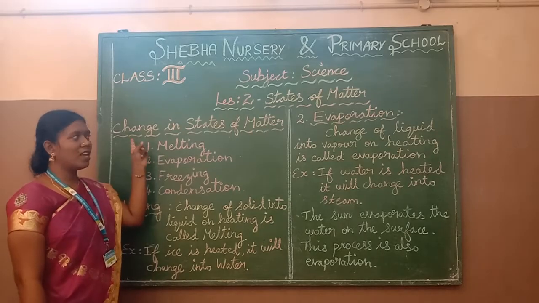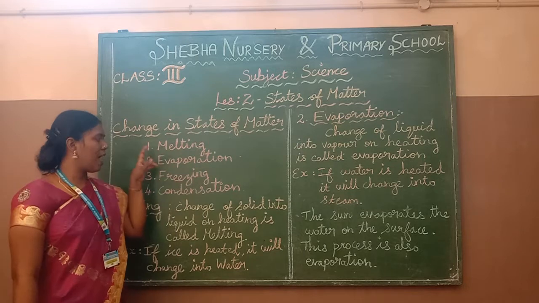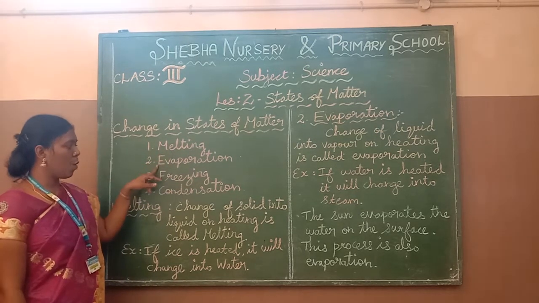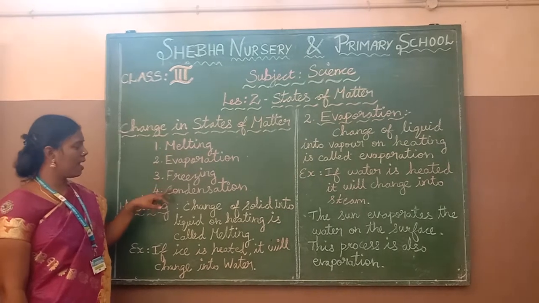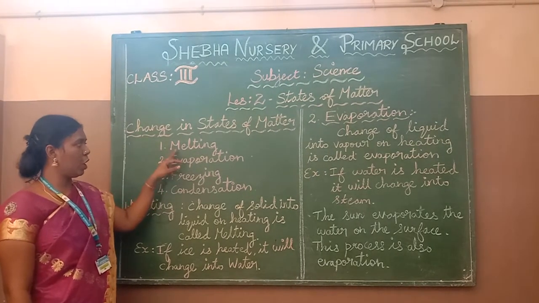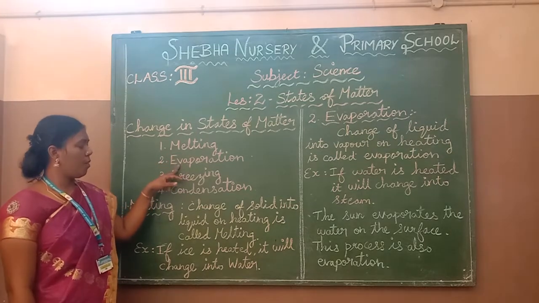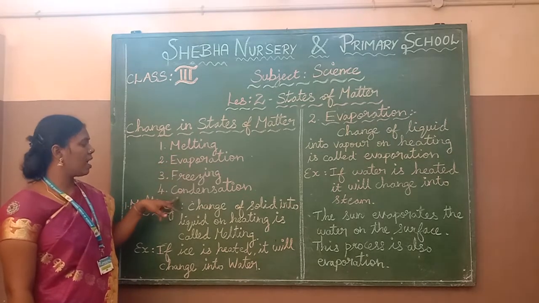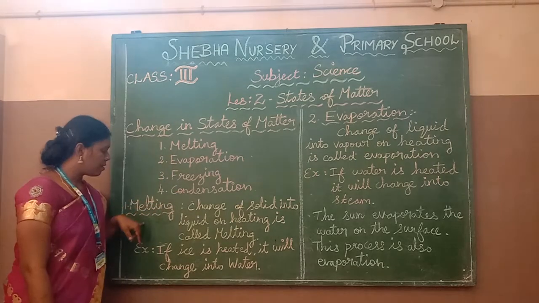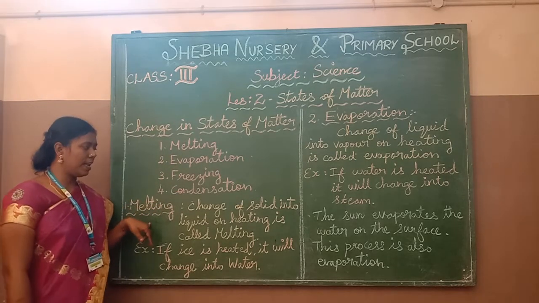Let us see the changes in states of matter. We have four changes here: melting, evaporation, freezing, condensation. These are the changes of matter. Again, melting, evaporation, freezing, condensation. Now we are learning about this one. Next, melting. First one, melting.